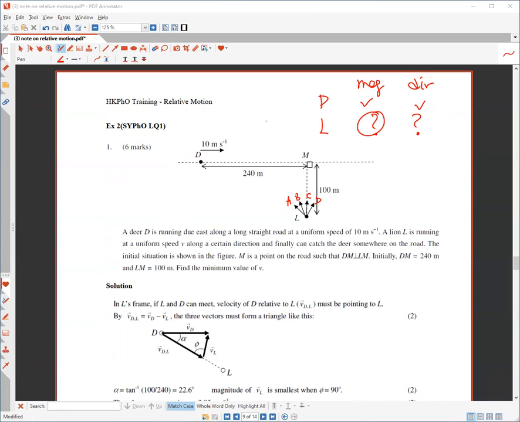C is towards north. Actually, A and B are the same thing, it just means northwest direction. So that's three choices given to you: either north, that's C, northeast, that means D, and northwest means A or B. Don't look at the solution. In which direction should the lion move such that it can chase the deer with the smallest speed?